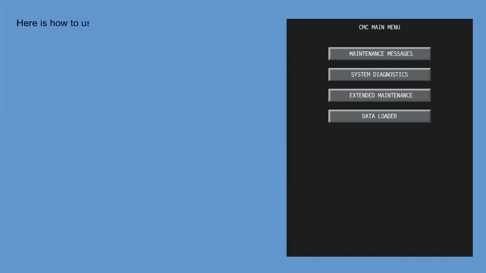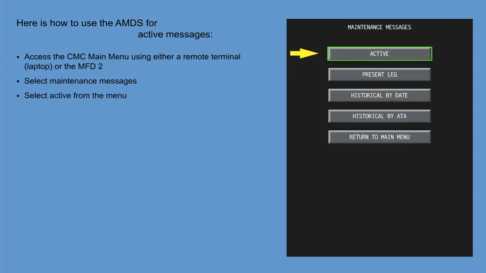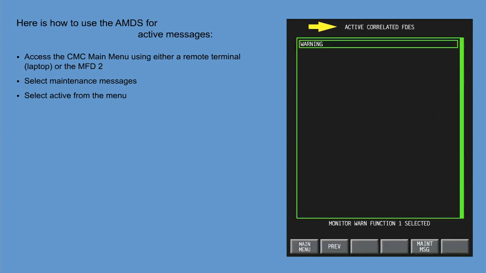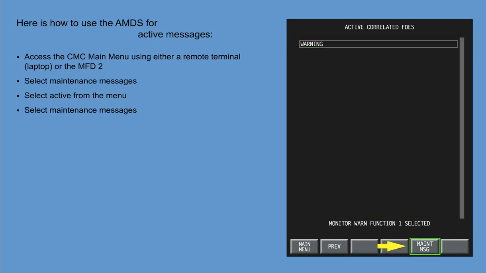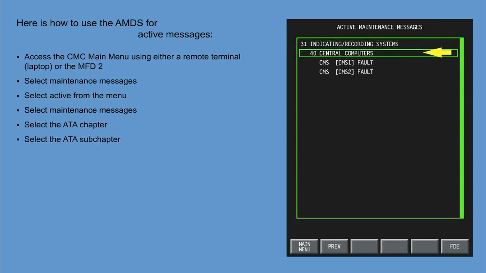Here is how to use the ADMS for active messages. First, access the CMC main menu, using either a remote terminal, laptop, or the MFD2. Select Maintenance Messages. Select Active from the menu. This will bring you to the Active Correlated FDES page. Select Maintenance Messages. This will bring you to the Active Maintenance Message page. Select the ATA chapter and then the ATA subchapter.